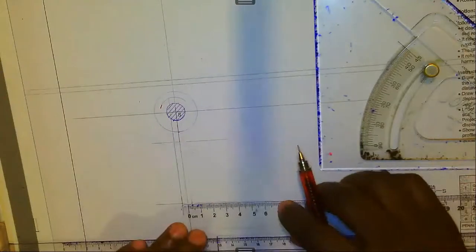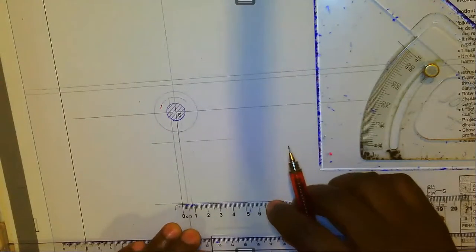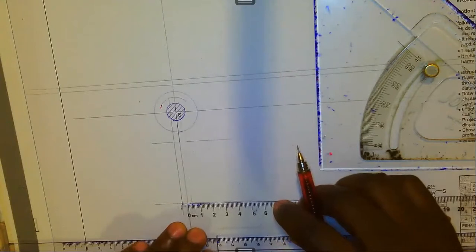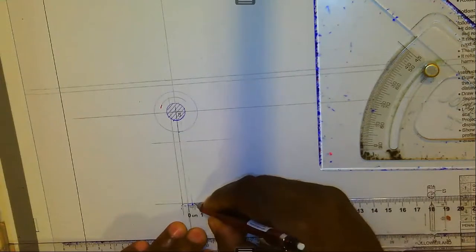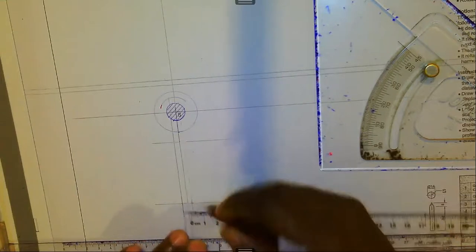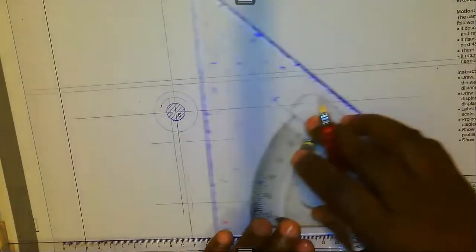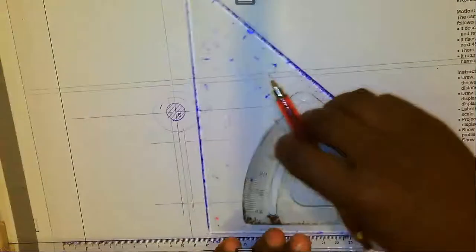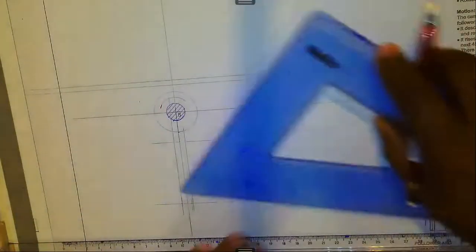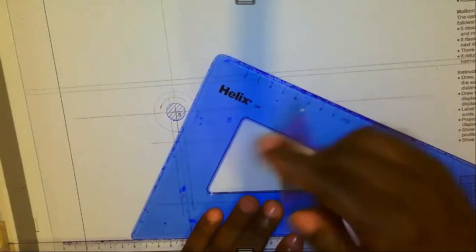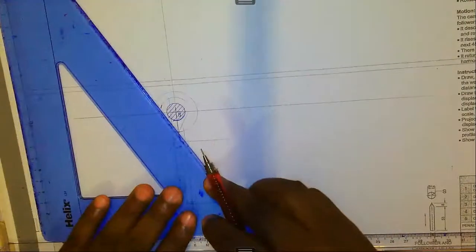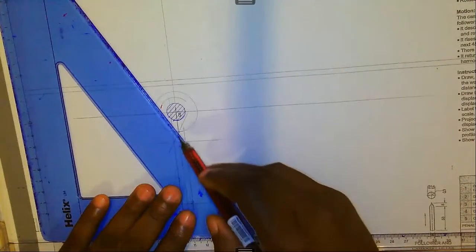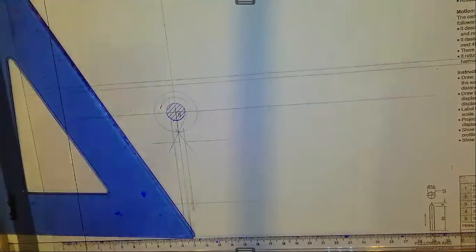That's 4. And my other 4 will be here. Okay. There you go. It's 60 degrees. 60 degrees. You can outline this now.